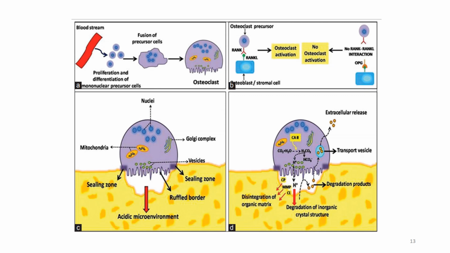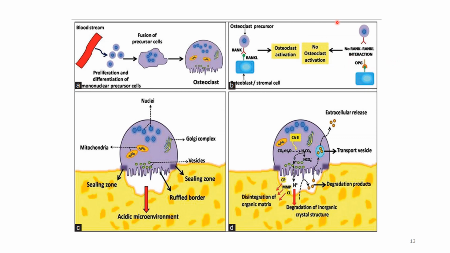And to summarize the whole process, once there is proliferation and differentiation of mononuclear precursor cells from the blood, there is production of osteoclast precursor cells. These cells fuse, eventually forming the osteoclast. This is the formation of osteoclast. Coming to its function, its function is mediated by RANKL and OPG. If there is more production of RANKL, there is osteoclast activation, while if there is more production of OPG, there is no osteoclast activation and there is suppression.